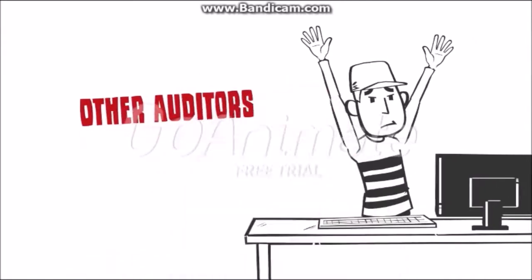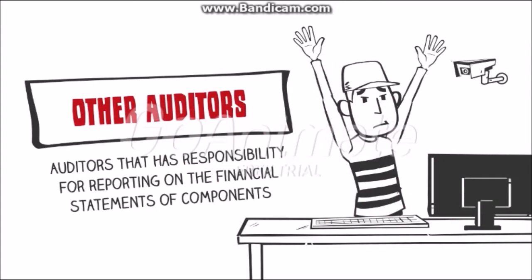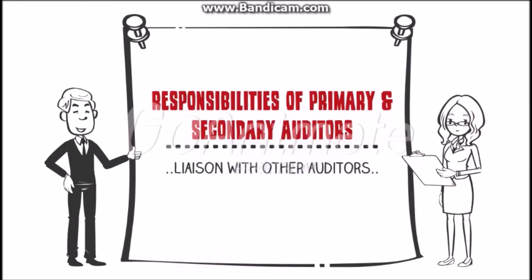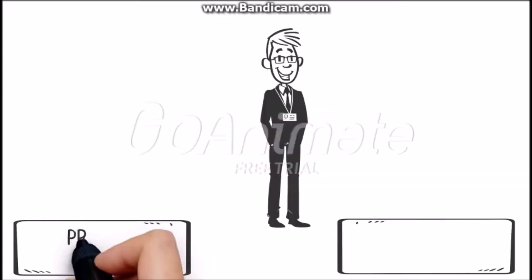Meanwhile, the other auditors are the auditors other than the principal auditor, for example affiliated firms, in which a firm has a close formal association with the principal auditor, and unrelated firms. Other auditors are responsible to report on the financial statements of subsidiary and sub-subsidiaries. Okay, so let's take a look at the responsibility of primary and secondary auditors, and liaison with other auditors.